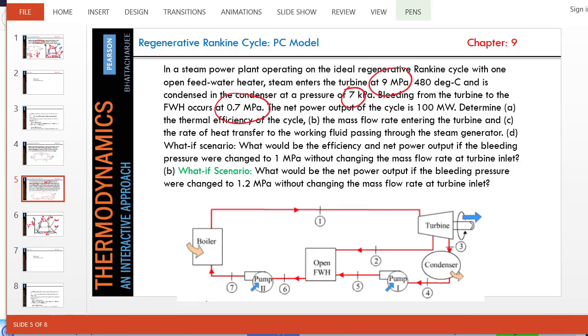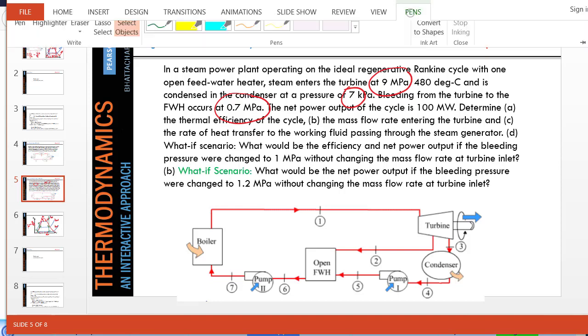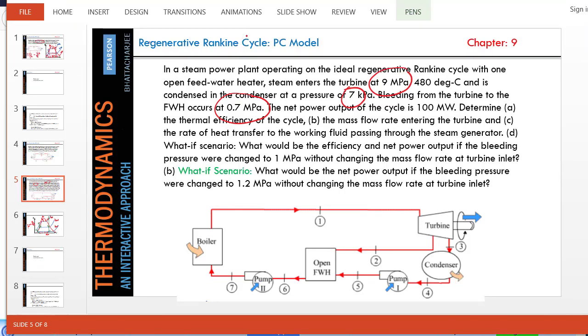Why? If you go back here, you'll notice that the mass flow rate is not supplied, the power produced is supplied. So what we're going to assume is that the flow rate is 1 kg per second here, and based on that, we'll figure out what m dot 2 is. This is an unknown. So how do we find m dot 2? Notice that the feed water heater must produce saturated water in an ideal regenerative cycle. So at state 6, quality is 1. That determines the bleeding amount.